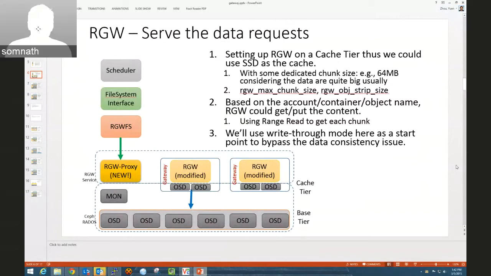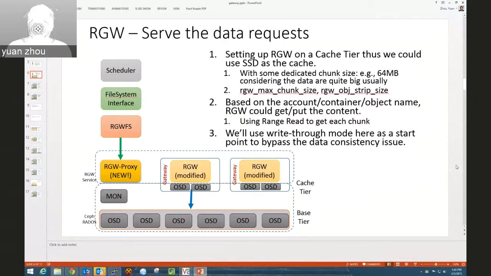Yeah. So Yehuda, one question here. How will this proxy know which RGW is closest to the data, because RGW doesn't know where the data actually resides in the Rados cluster, right? Right. Yeah. That's the thing I'm going to talk about next.